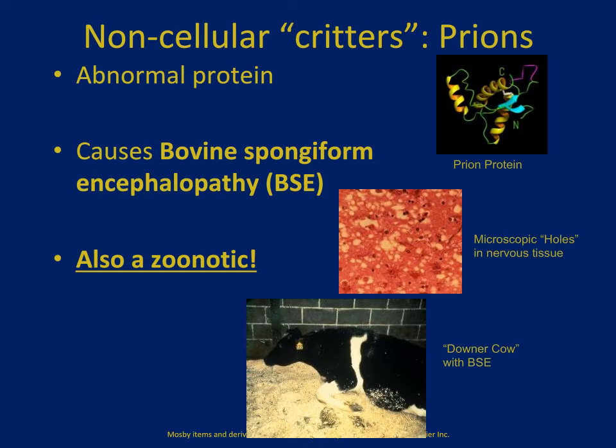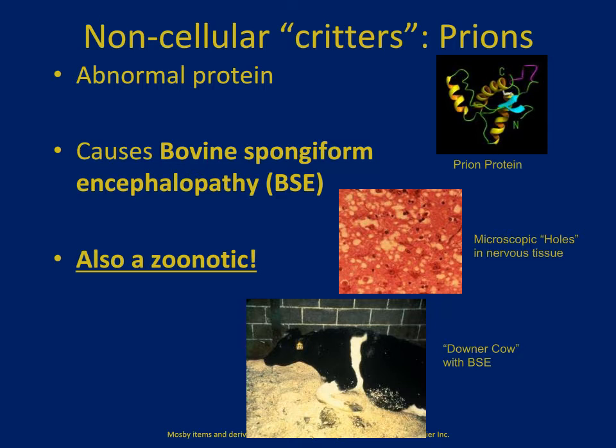Another type of non-cellular disease-causing agent is something called a prion. A prion is basically an abnormally folded protein which is found within the nervous tissue of some animals, and somehow it propagates itself within the nervous tissue and causes bovine spongiform encephalopathy in cattle. This is otherwise known as mad cow disease.